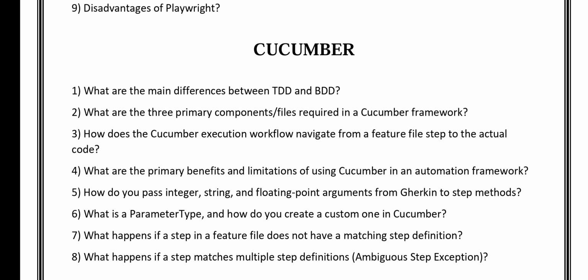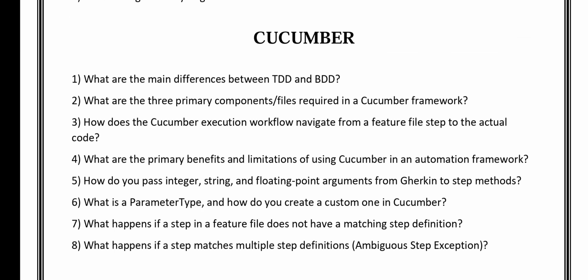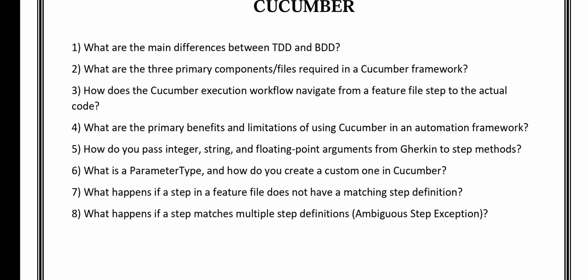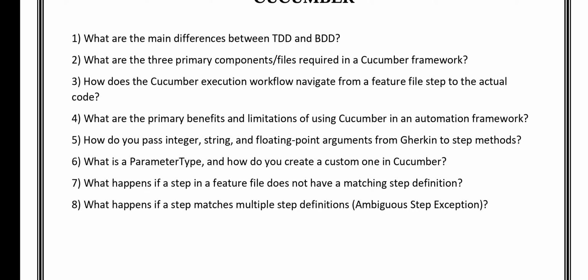The next set of interview questions are based on Cucumber. What are the main differences between TDD and BDD? What are the three primary components or files required in Cucumber framework? How does Cucumber execution workflow navigate from a feature file step to the actual code? What are the key primary benefits and limitations of using Cucumber in an automation framework?